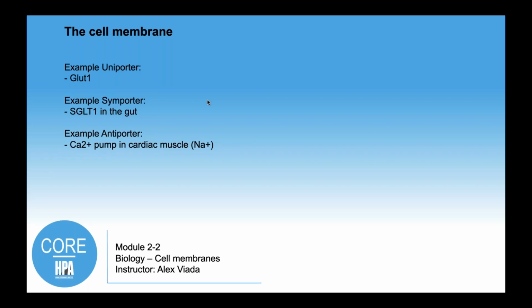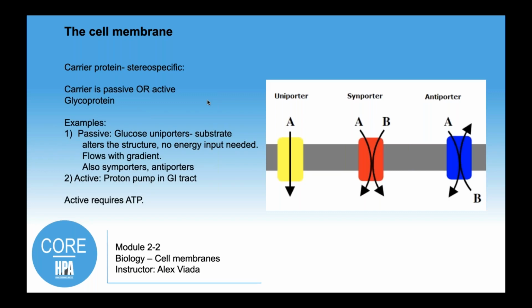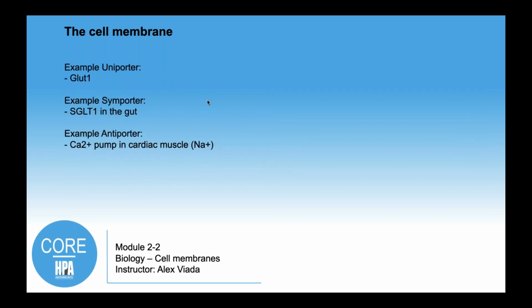Okay, and the last one would be an antiporter. This is A and B: one thing goes in, one thing goes out. Now, an antiporter would be something like the calcium pump in cardiac muscle, where essentially, anytime the muscle activates, the muscle contracts, it is constantly pumping one ion in and one ion out. And it's just an even exchange. And basically, this channel continuously pumps these things against their concentration gradients.